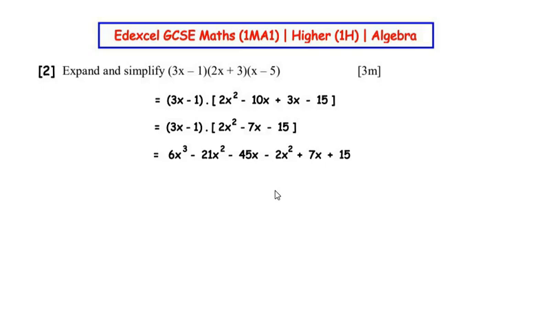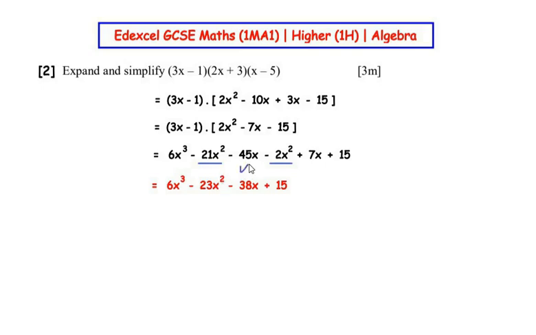Now in the last step, we are going to collect the like terms. So 6x³. Now -21x² and -2x², they both are like terms and the signs are same, so we are going to add the numbers. So -21 and -2 gives us -23x².